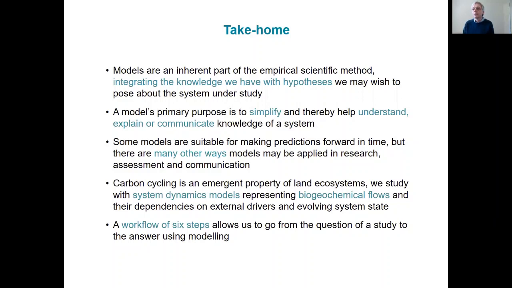Carbon cycling is an emergent property of land ecosystems, and for that reason we typically study the carbon cycle with a system dynamics framework, where the system is represented as stocks and flows, and those flows are biogeochemical flows of carbon, obviously, and potentially other elements as well as energy.